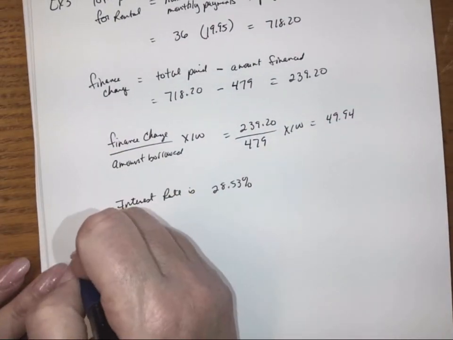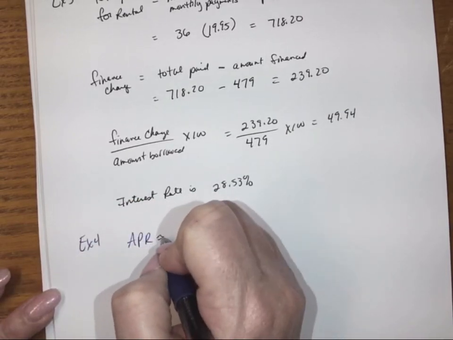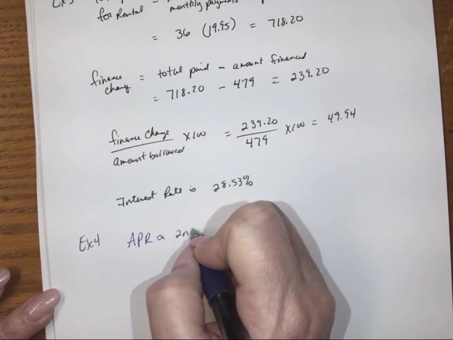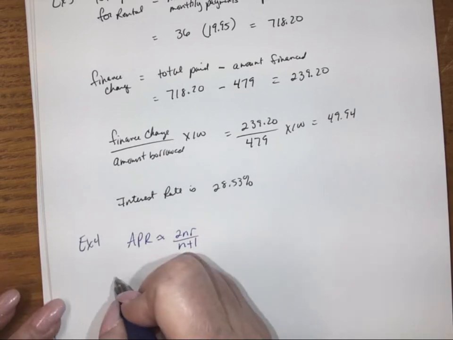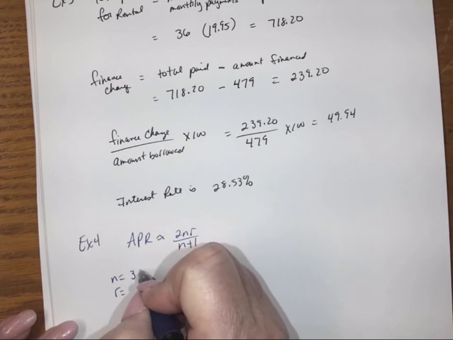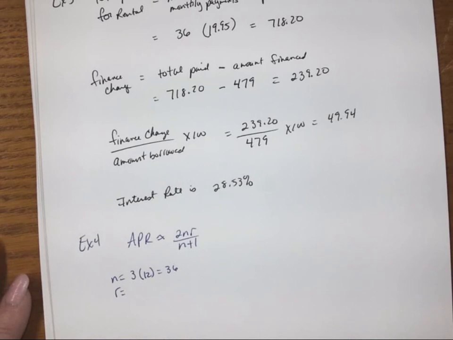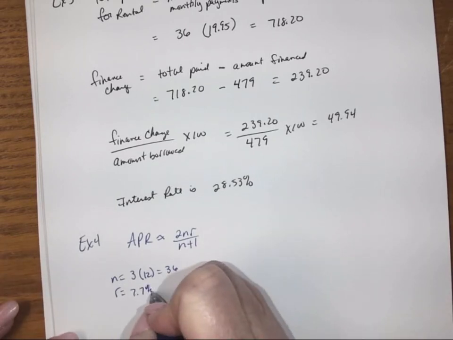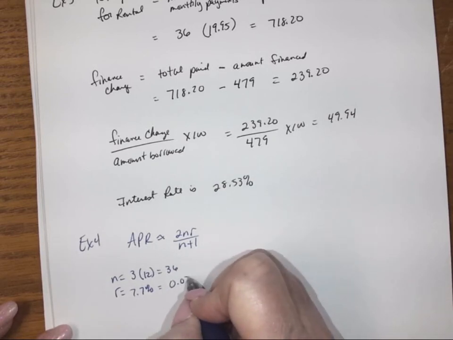Alrighty, so example 4. So remember, your APR is approximately equal to 2NR over N plus 1. So on this, we need to know what N is equal to and what R equals. So N is equal to our number of months. Now it's for 3 years, so 3 years times 12 months will get us 36 months. And the R being the rate, which is 7.7%, we got to move a decimal over 2 places to the left, and we get 0.077.